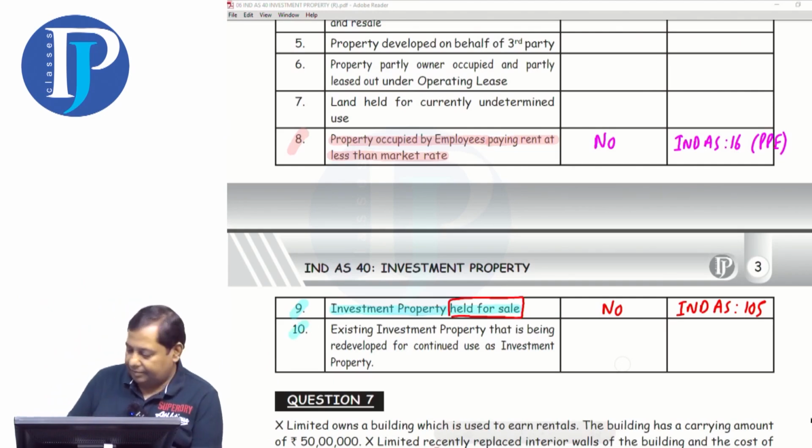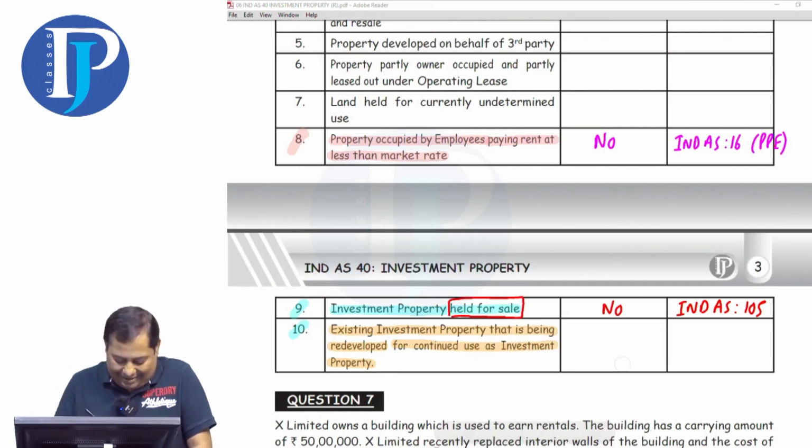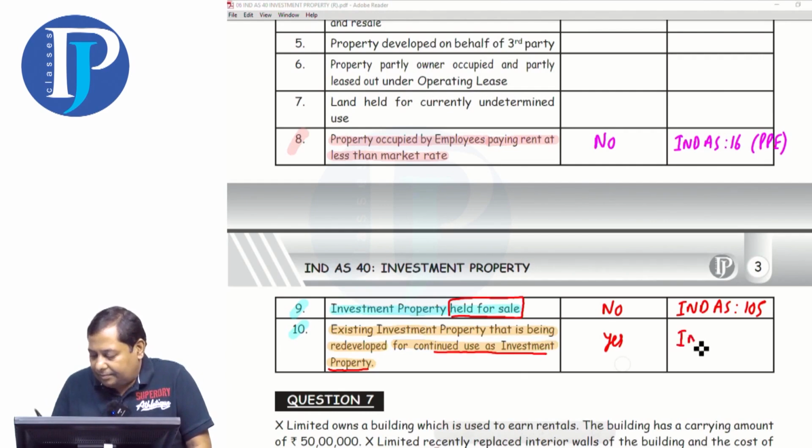Now it's point number 10. What does point 10 say? Existing investment property that is being redeveloped for continued use as an investment property. You have an investment property, you are redeveloping it, and even after redevelopment, that will remain an investment property. Earlier 40 was applied, still 40 will be applied. There is no change in intention and no case of transfer. Apply Ind AS 40.